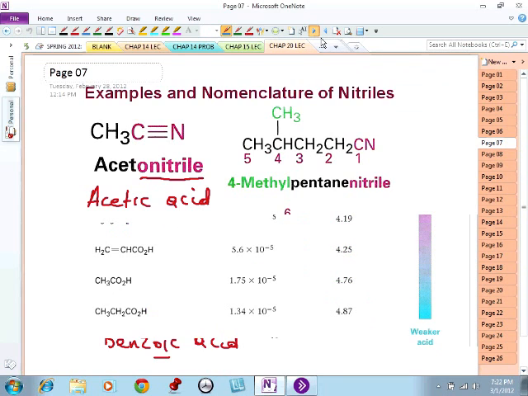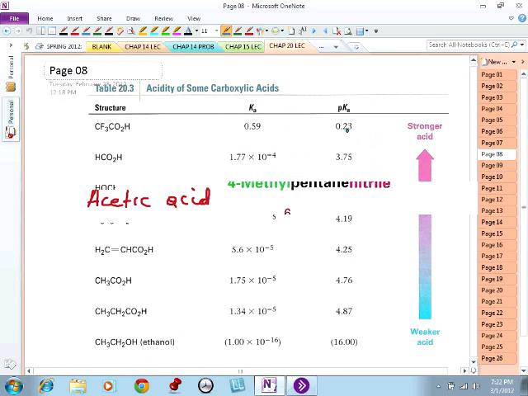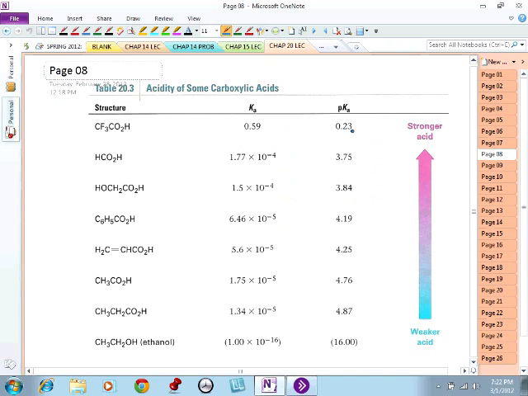Okay, look at the pKa value of all of these acids here. Notice here, the lower the pKa value, the more acidic it is. So what we are saying here, this is the most acidic of this series of compounds here.